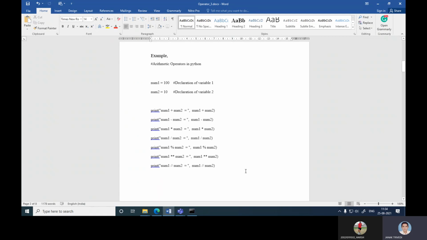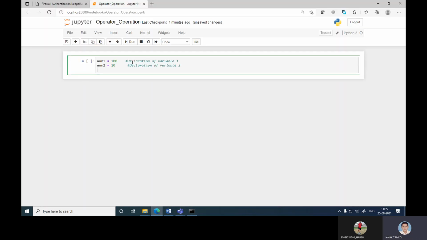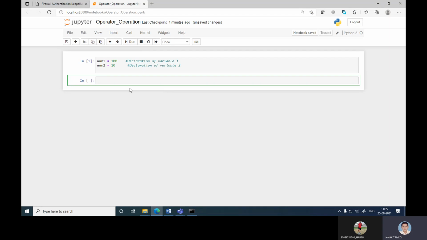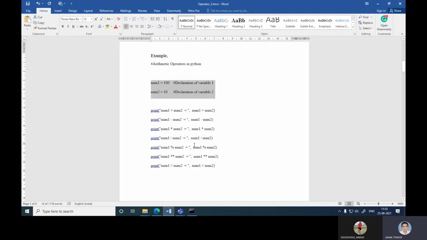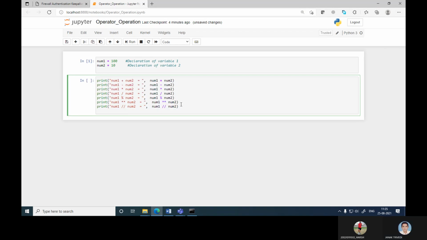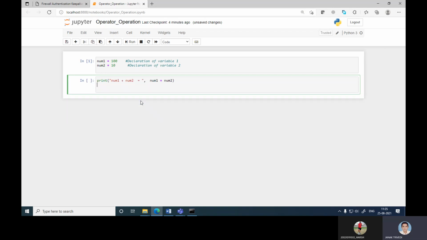These are the examples that we already discussed for arithmetic operations. So let's do it once again with the help of the output. This is the command line, the declaration of variable 1 and declaration of variable 2. It has a hashtag. So first we declare. Now run this. Okay, now the declaration is complete. Now these are the different operations. One is addition.